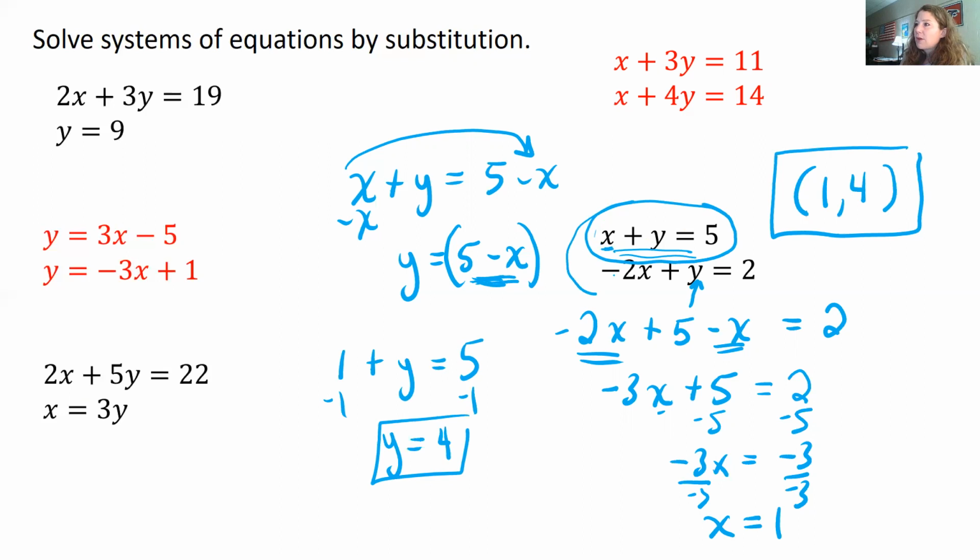If I graphed both of them, I'm just going to do a real quick check with my answers. Negative 2 times 1 is negative 2. Negative 2 plus 4 equals 2, and that's what this says, so I know my answer is correct.